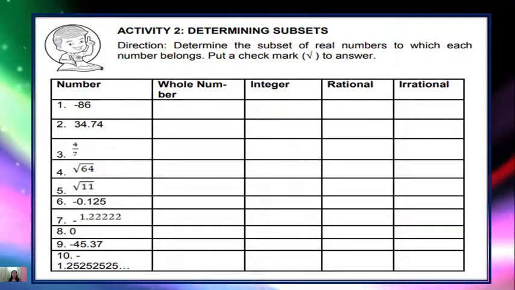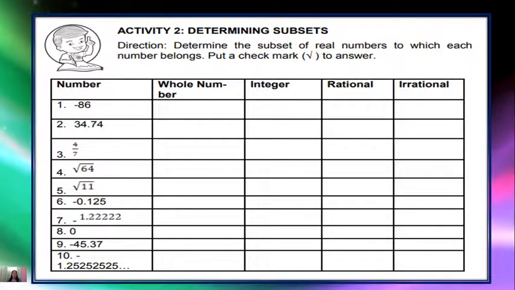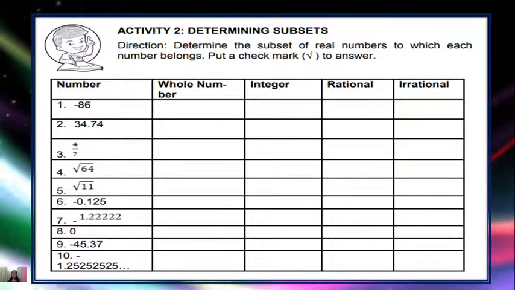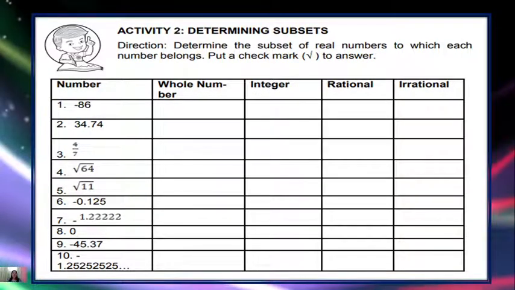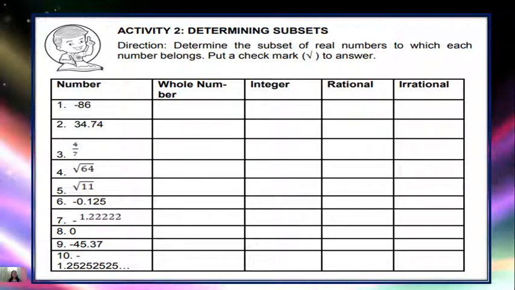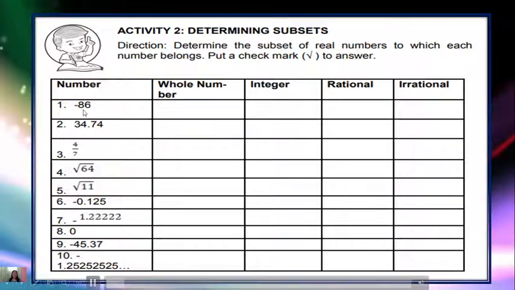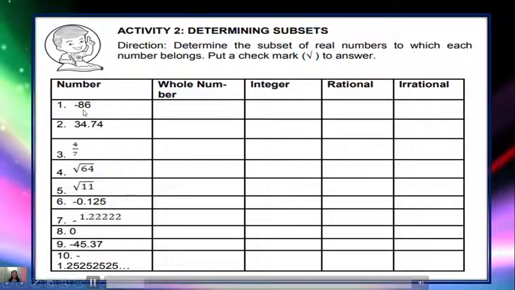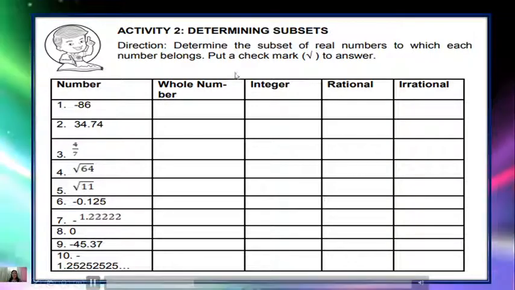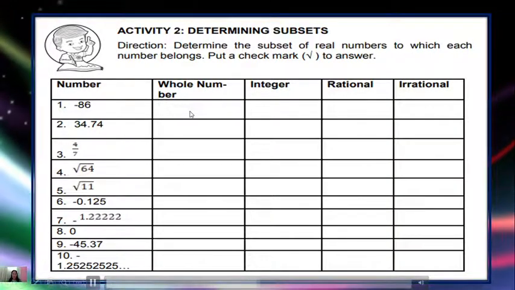Next, activity number 2, determining subsets. Direction: determine the subset of real numbers to which each number belongs, so put a check mark to answer. Number 1. I will leave the example in number 1, negative 86. Negative 86 is not a whole number, right? So, do not put a check mark below whole number.